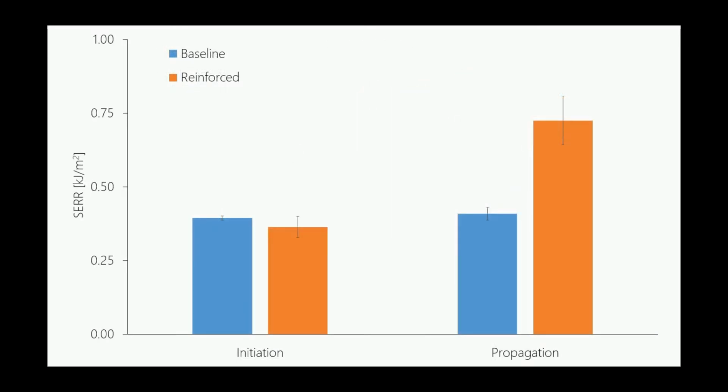Comparing the baseline and reinforced fracture toughness, we see that the initiation values are almost the same, with the reinforced value being slightly lower. On the other hand, the propagation toughness is increased by 77.6% for the reinforced case. Now, let's look at the Mode 2 results.